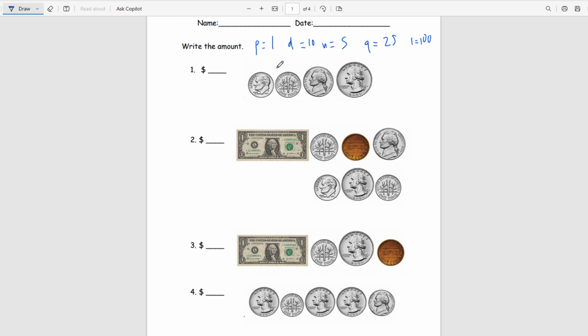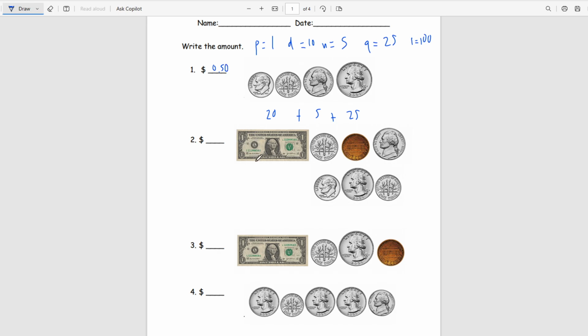So, looking at this first one here, we have two dimes, so 10 times 2 gets us 20. We have a nickel, which is 5, and a quarter, which is 25. We can add these together. We get 20 plus 5 equals 25, plus 25 equals 50. So our amount for number 1 is 0.50.